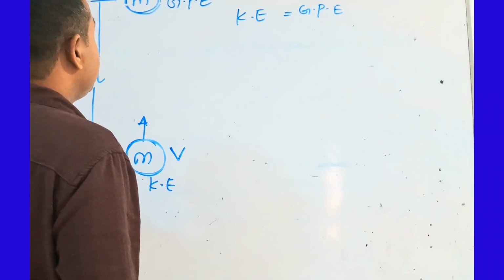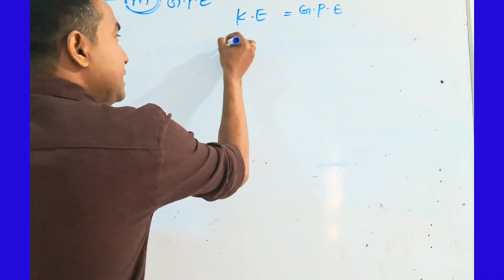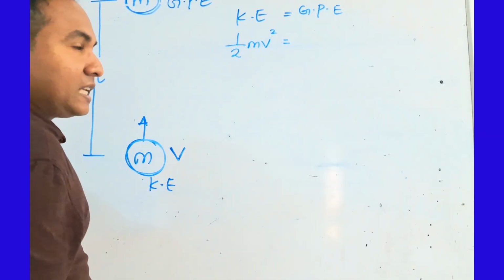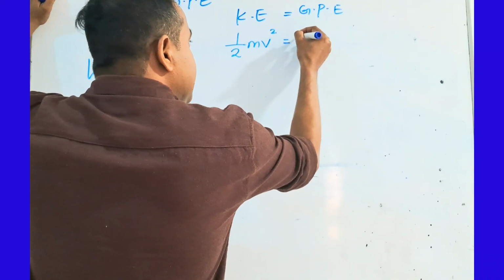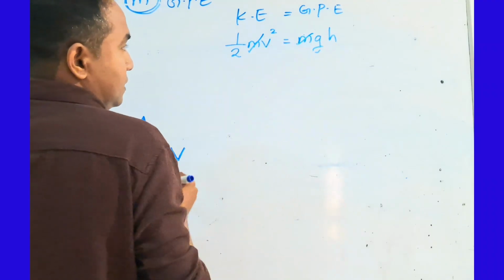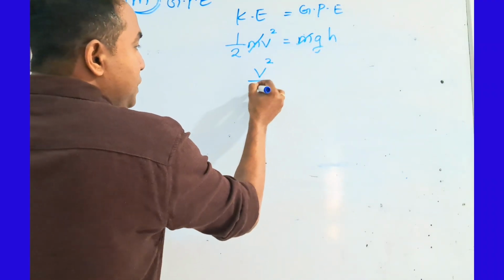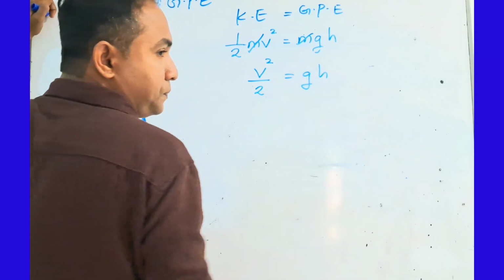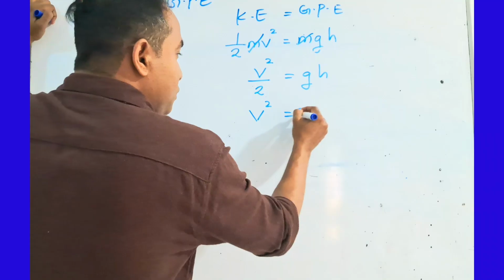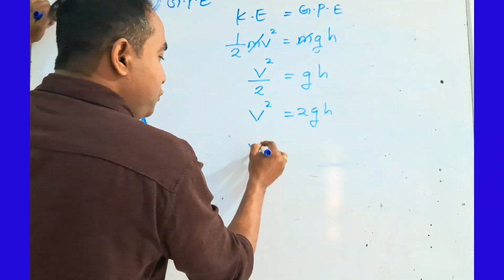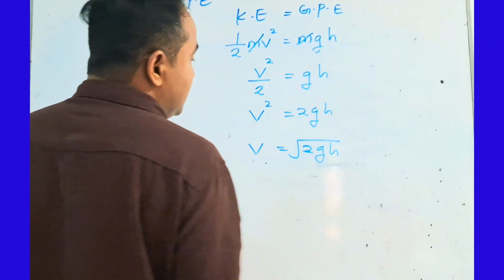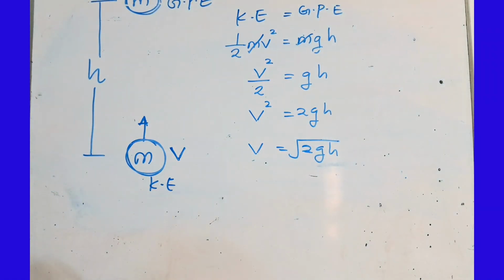Right. So how is kinetic energy measured? Kinetic energy is given by half m v squared. Gravitational potential energy is given by mgh. Then m can be cancelled. After that, v squared divided by 2 is equal to gh. Then v squared is equal to 2gh. After that, v can be written as the square root of 2gh. This is the relationship that can be used to find the velocity.